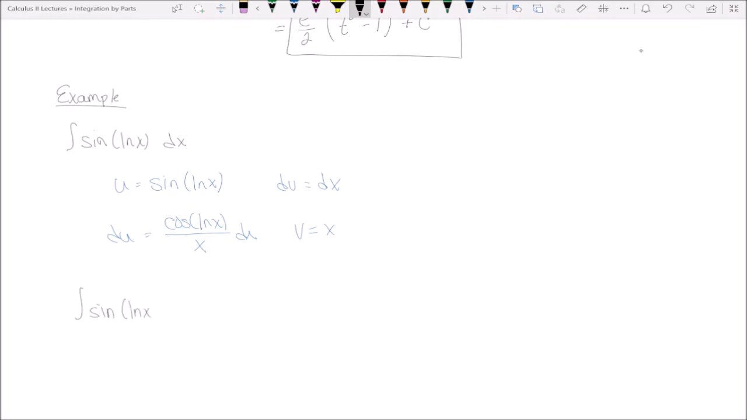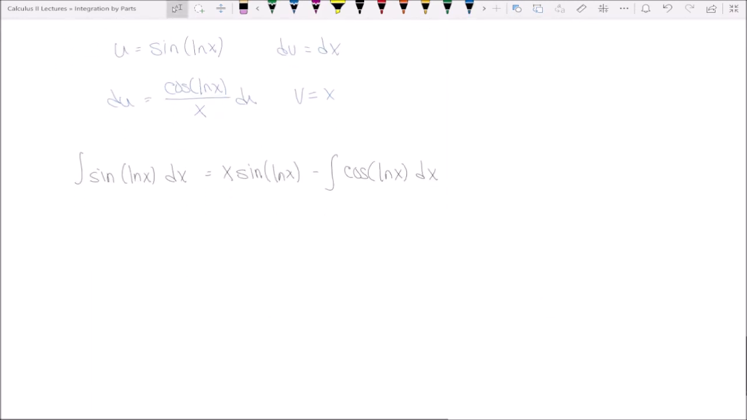So what we get is u times v, so x times sine of log of x, minus the antiderivative of v du, which would just be cosine of log of x dx. Well, we once again need integration by parts. So let's say u sub 1 is cosine of log of x. I'm sorry, dv sub 1 would be dx. du sub 1 would now be negative sine of log x over x. And v sub 1 is simply x.